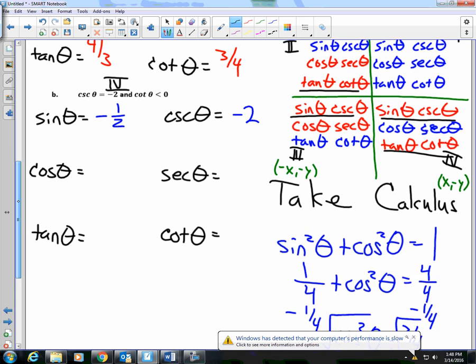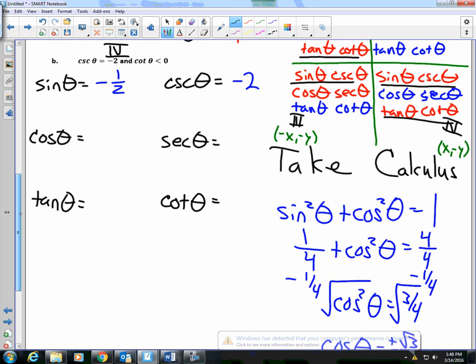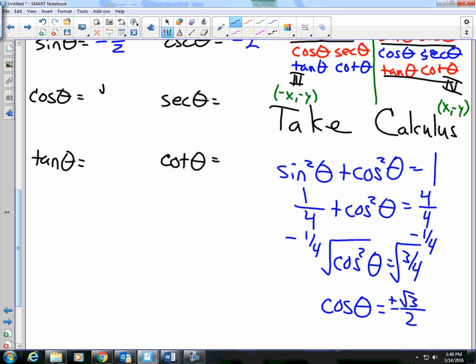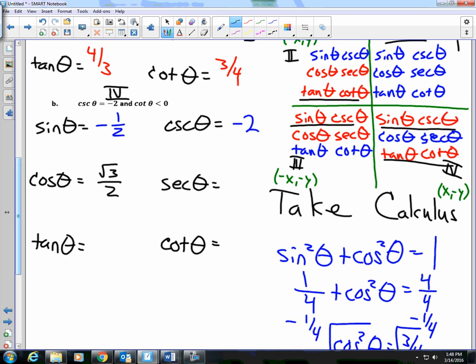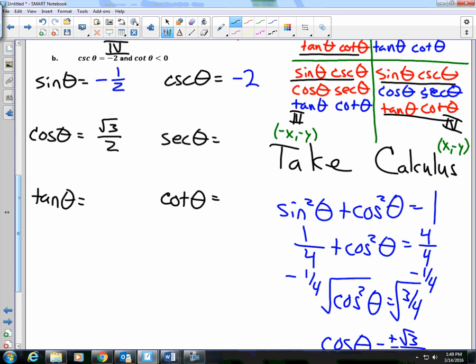If I'm working in quadrant 4, is cosine positive or negative? It's positive. So it will be positive root of 3 divided by 2. We said we're working in the fourth quadrant, and cosine is positive in the fourth quadrant. How about secant? What do I have to do to get secant? 2 over the root of 3. Uh-oh, can I leave the root of 3 in the denominator? So what do you have to do? Top and bottom by the root of 3, and we get 2 roots of 3 over 3. So I've got 4 out of the 6.